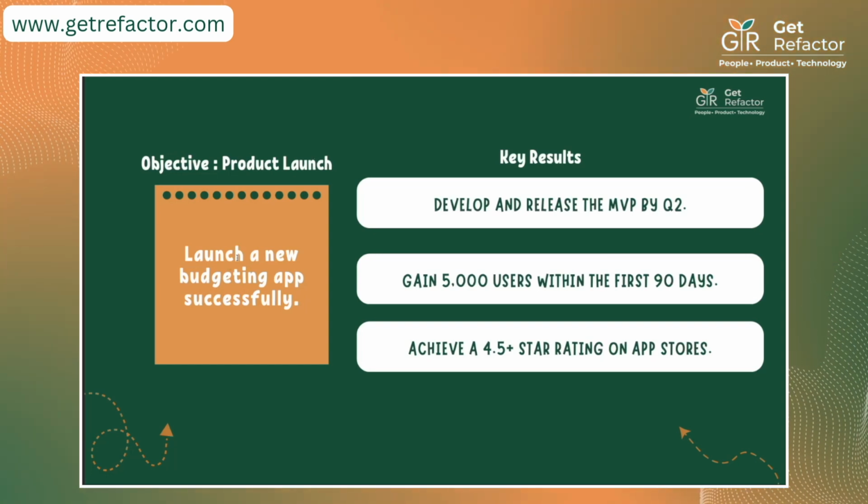But how will you lead to this point? So: develop and release the MVP by Q2. Gain 5,000 users within the first 90 days. Achieve a 4.5 plus star rating on the App Store. If you achieve these three, that means you have achieved your objective.